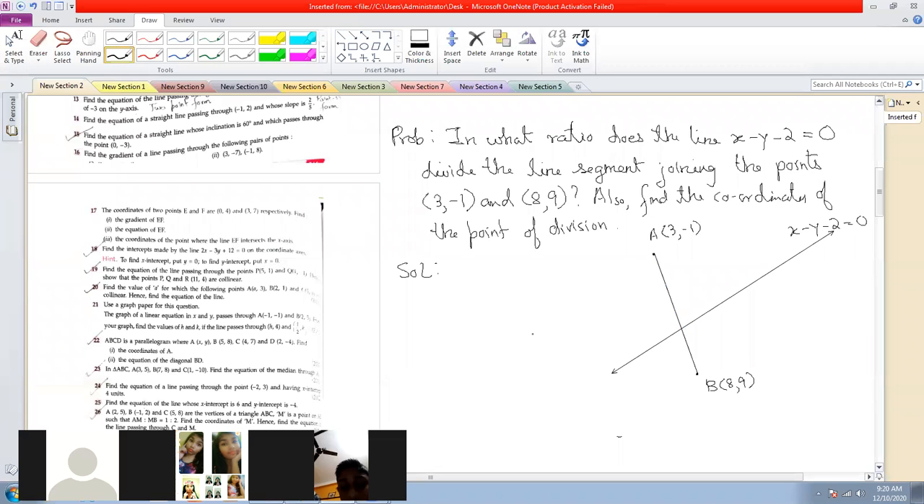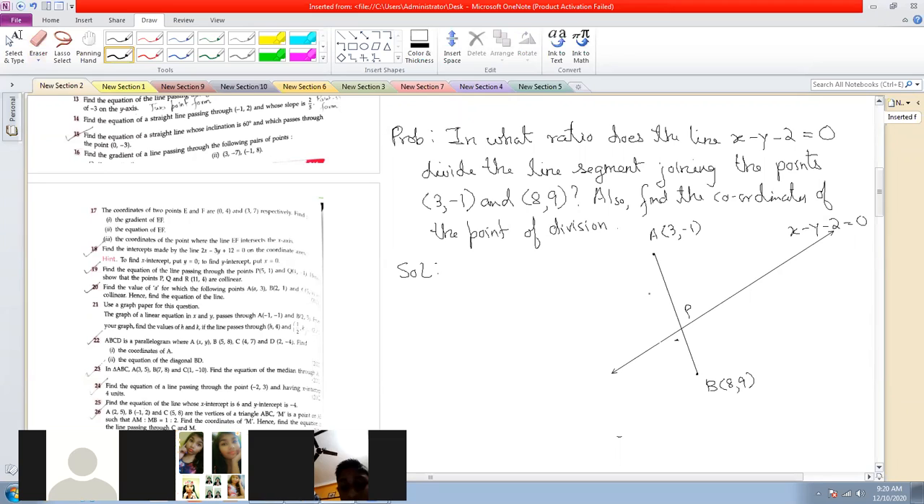So now the question is, what is this ratio? That is, this is to this. Understood? So in what ratio is this line dividing this line AB? That means we are required to calculate this ratio. Let us call this point P. That is, we are required to calculate AP is to PB. So how to calculate this?